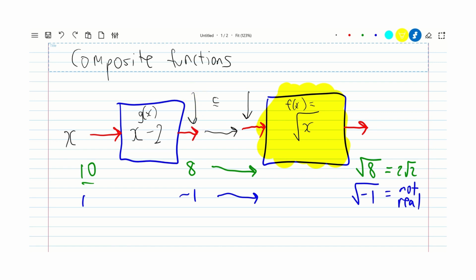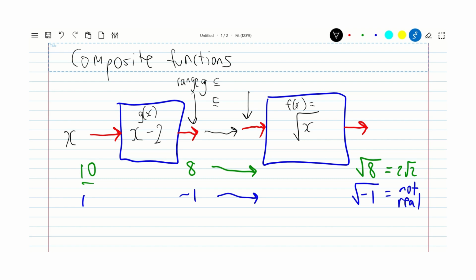Okay, so what does that mean? Well, what it means is that basically the range of the first function, the range of g, must be a subset, so equal to or smaller than all the values that can go into f of x.